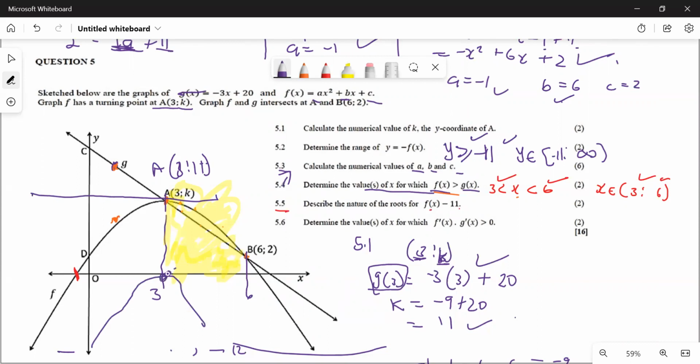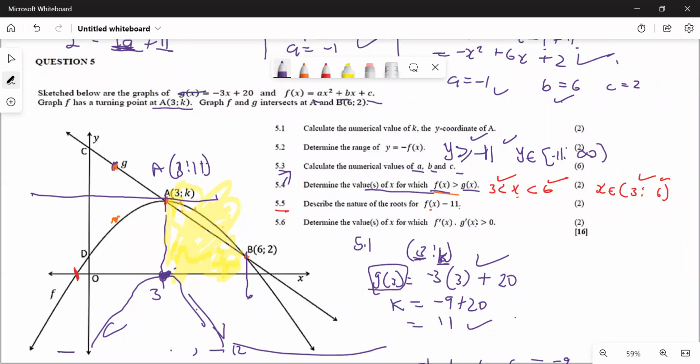If they ask you what kind of roots you are going to have here, you tell them: because the graph is touching the x-axis and turning there, the roots are real and equal. If your graph is turning at the x-axis, you have equal roots. In other words, the x value is repeating itself 2 times. You have x1 and x2 being exactly the same.